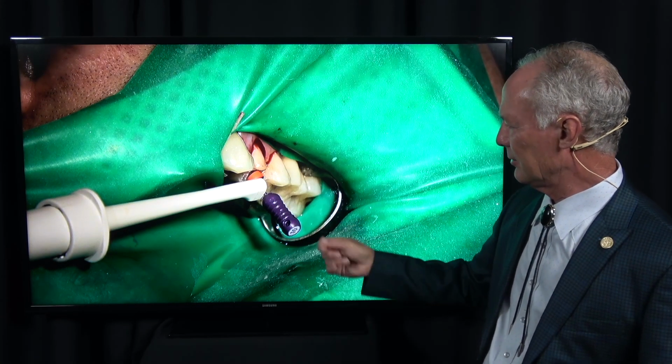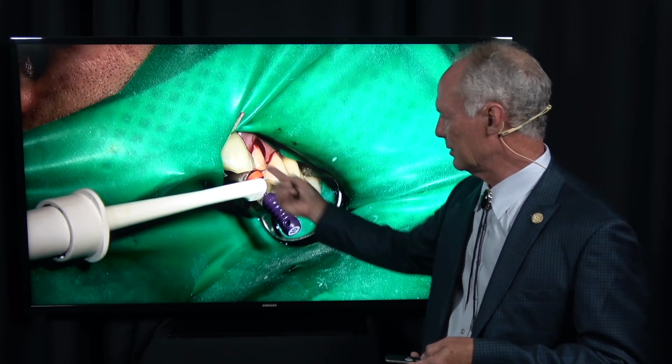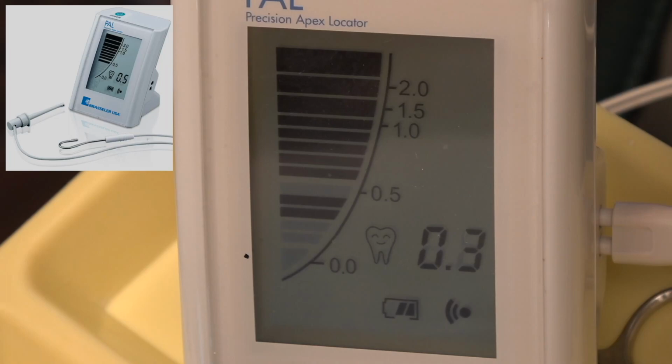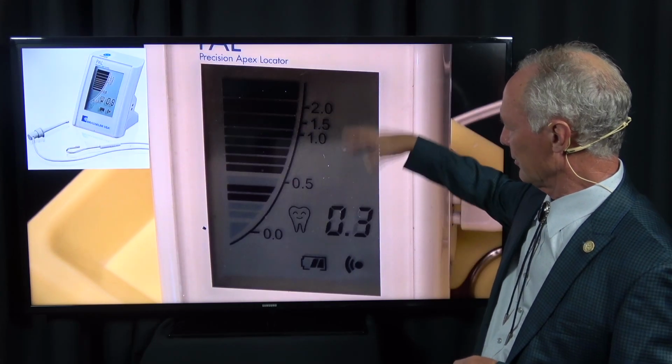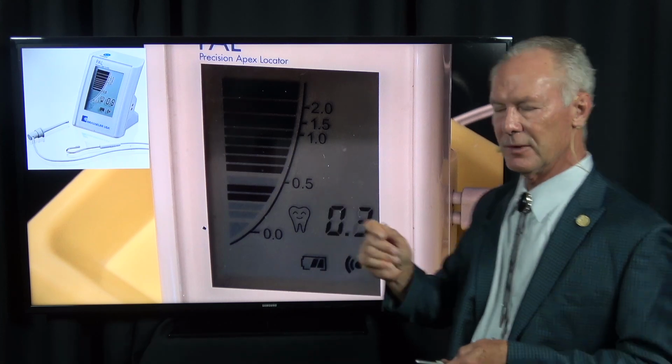Now, if you're getting a strange reading, kind of up and down on the apex locator, you may need to blow a little air in the canal. The water or the sodium hypochlorite in the canal may be affecting the electric part of this read, and you may not get a good read. So just blow some air in there and get rid of most of the water, and you should get a good read.